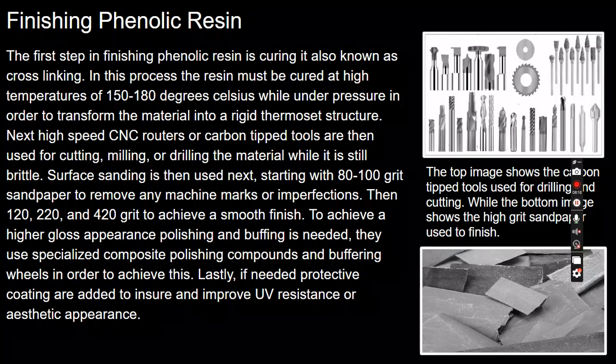To achieve a higher gloss appearance, polishing and buffing is needed. They use specialized composite polishing compounds and buffing wheels in order to achieve this. Lastly, if needed, protective coatings are added to improve UV resistance or aesthetic appearance. This image shows the carbon tip used for drilling and cutting, while the bottom image shows the high grit sandpaper used to finish.